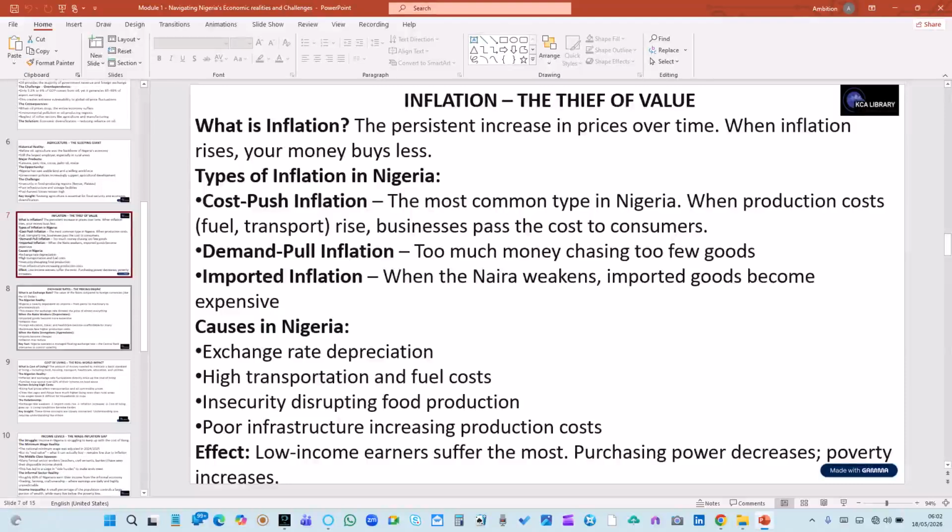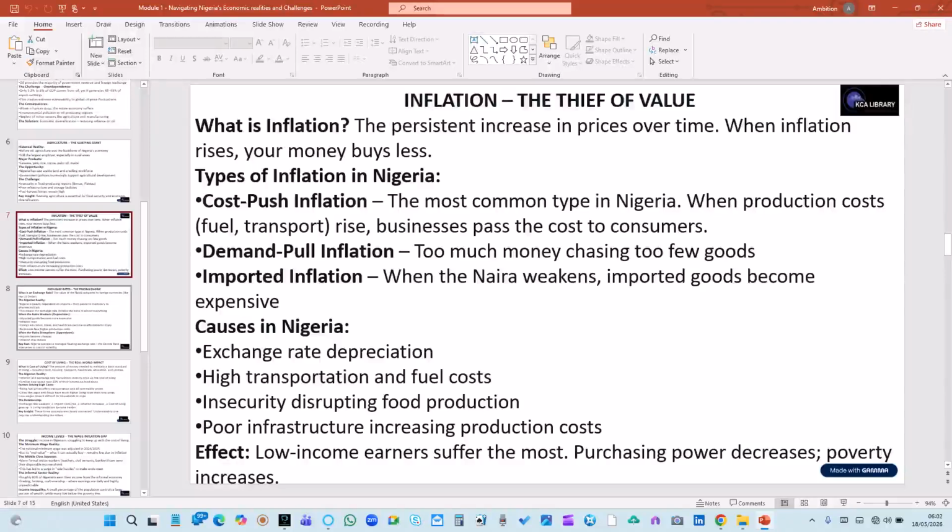Some of the causes of inflation in Nigeria include exchange rate depreciation. So when the naira depreciates, it will cause inflation. Then high transportation and fuel costs are also a major cause of inflation in Nigeria. Then insecurity that is disturbing food production is also a challenge that causes inflation in Nigeria. Another cause of inflation is poor infrastructure that is increasing production costs.